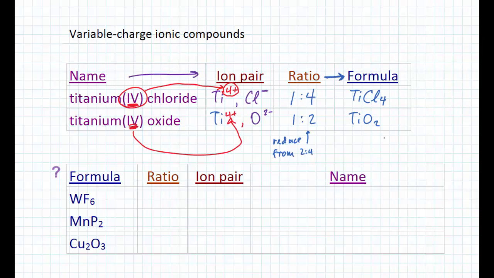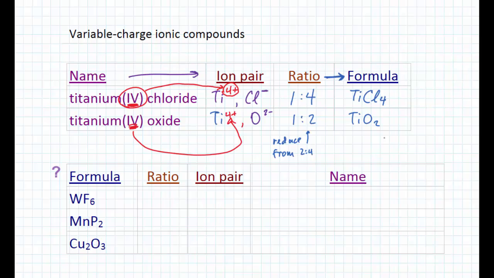Okay? So, titanium 4 oxide is TiO2. Hopefully you can see here that writing out the ion pair is of critical importance in order to get these formulas right. Okay? Because titanium 4 oxide is TiO2. Without at least thinking about what those charges are, it would be tough to get TiO2 from titanium 4 oxide.